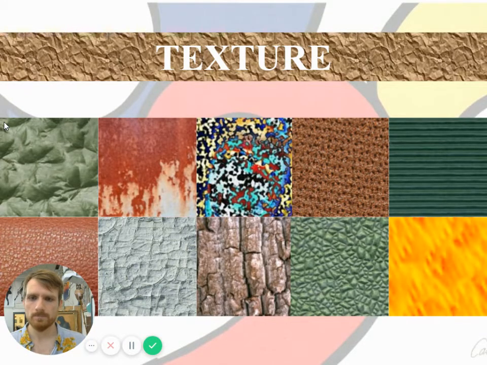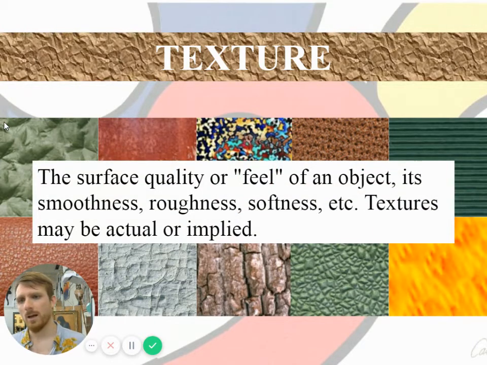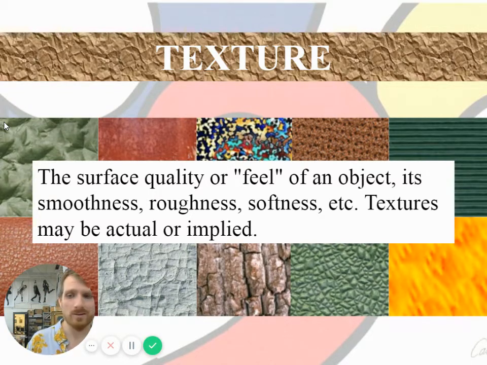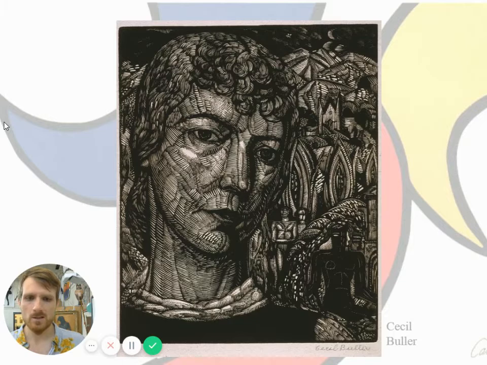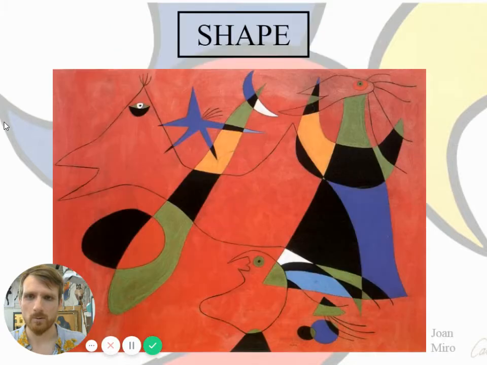Sixth element is texture. Two definitions. The texture is really the surface quality or the feel of an object. It can be smooth, rough, soft, etc. You can have actual textures. So if we were looking at an actual object, we can look and see the texture of that object. Or we can talk about an implied texture within a two-dimensional piece of art, something that is made to look like something else. So in this woodcut here, we have a lot of texture going on with how Cecil Buller made those marks on that artwork.